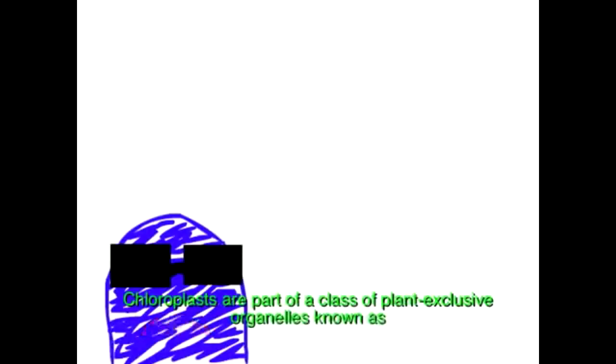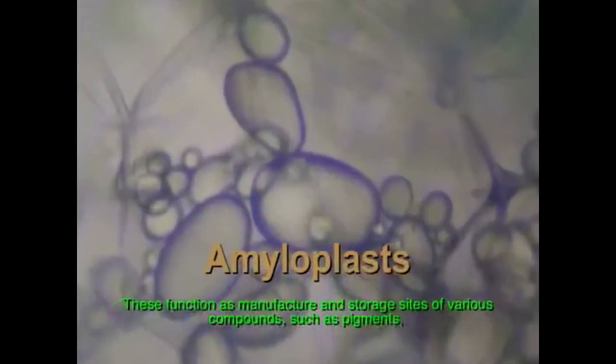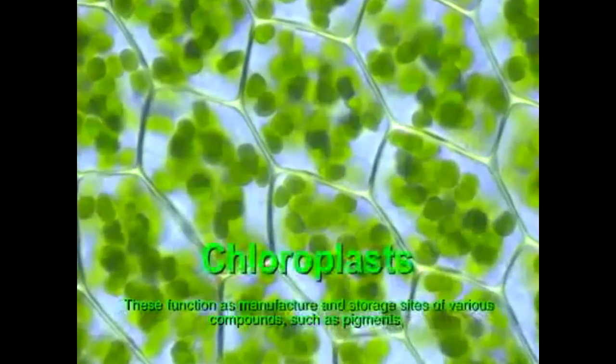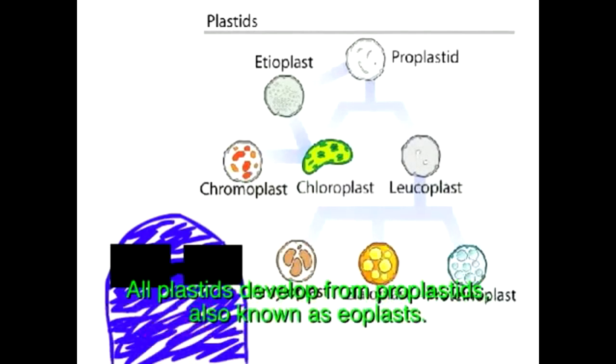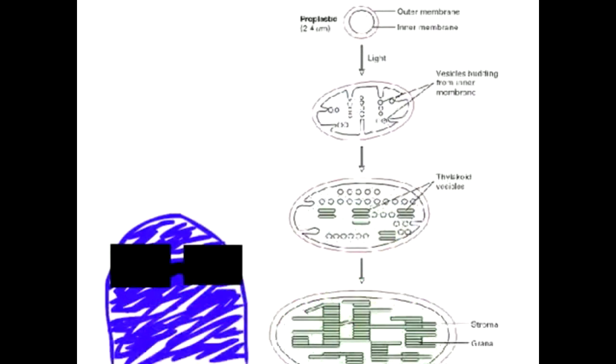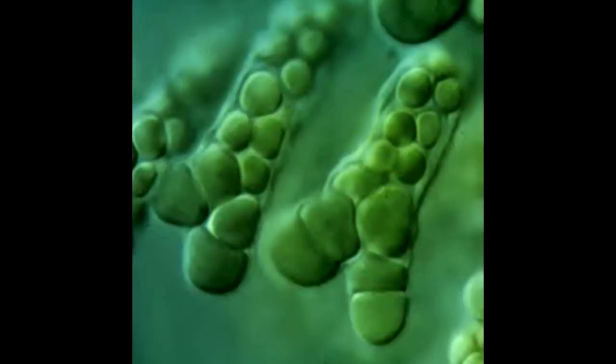And now for something completely different. Chloroplasts are part of a class of plant-exclusive organelles known as plastids. These function as manufacture and storage sites of various compounds, such as pigments, carbohydrates, fats, or proteins. All plastids develop from proplastids, also known as eoplasts. Plastids are thought to have originated from symbiotic cyanobacteria.